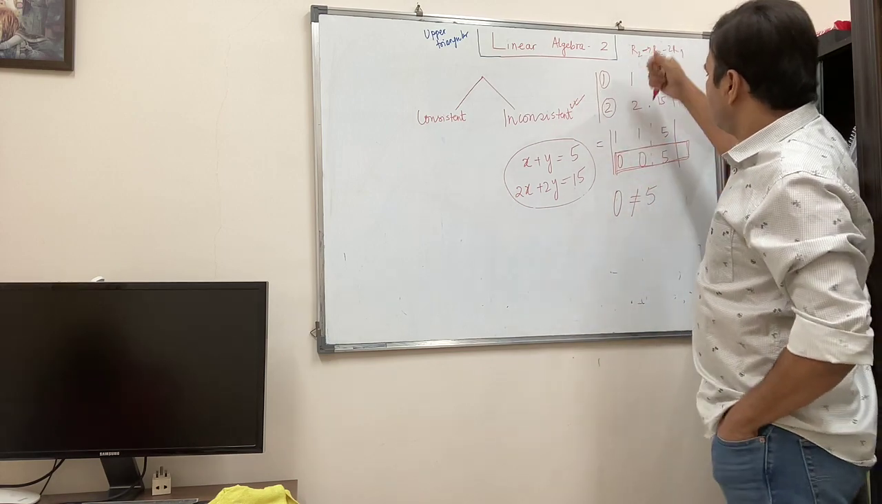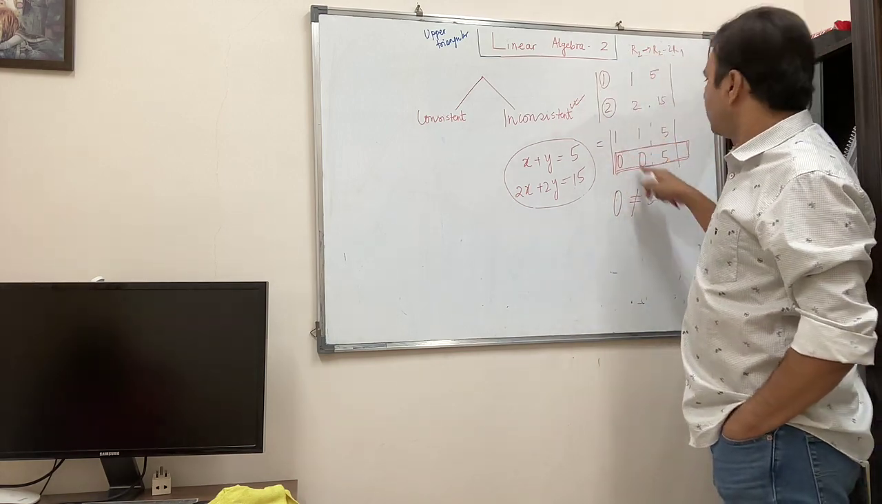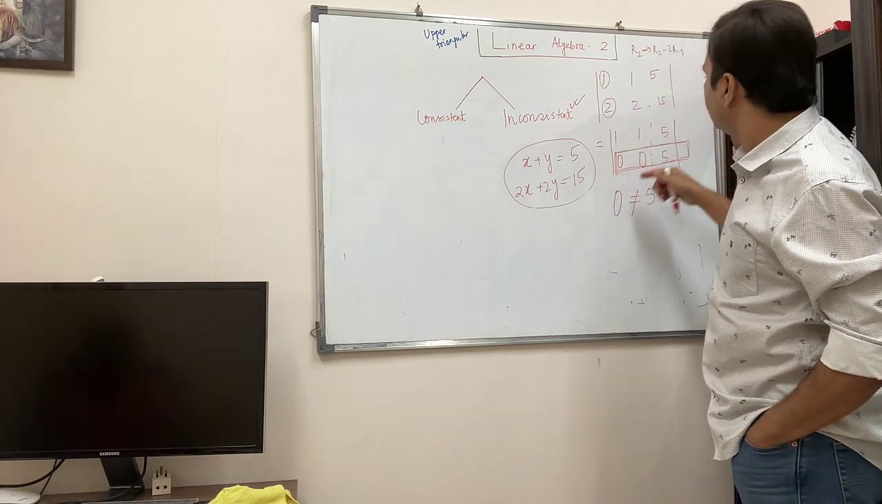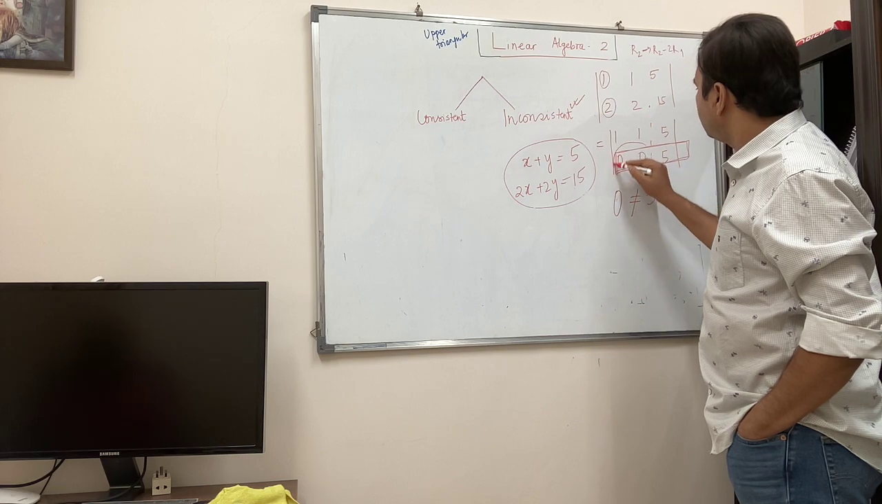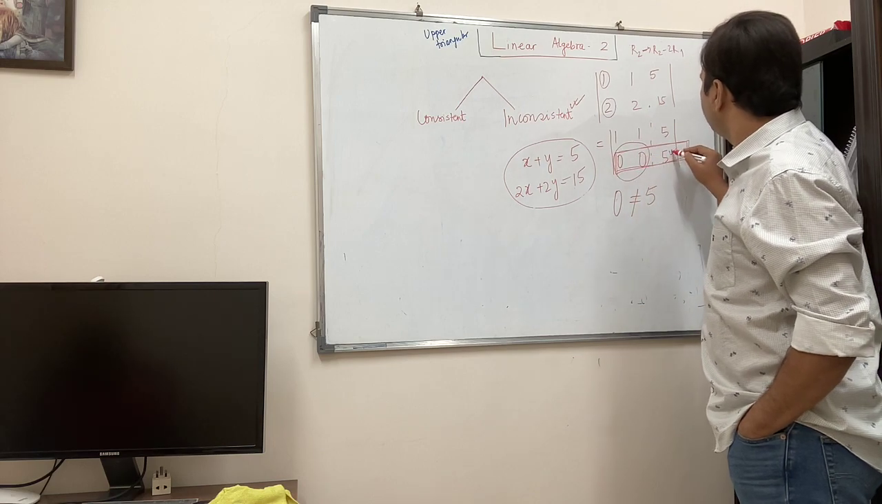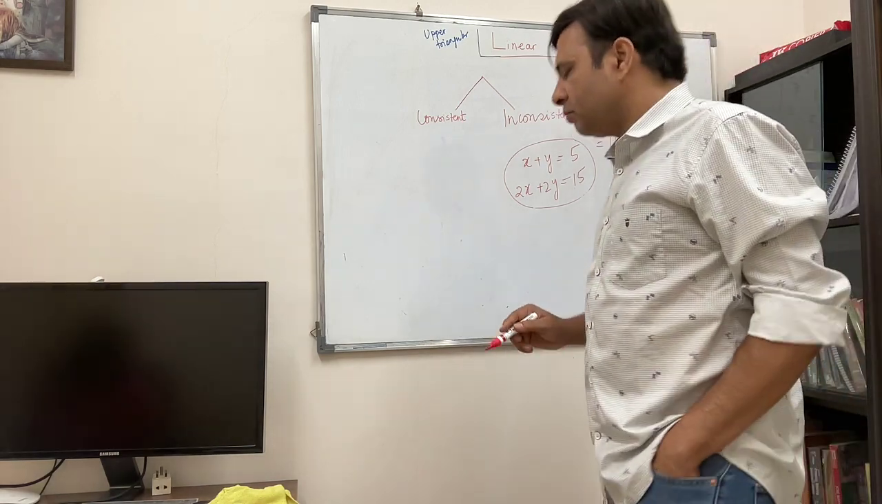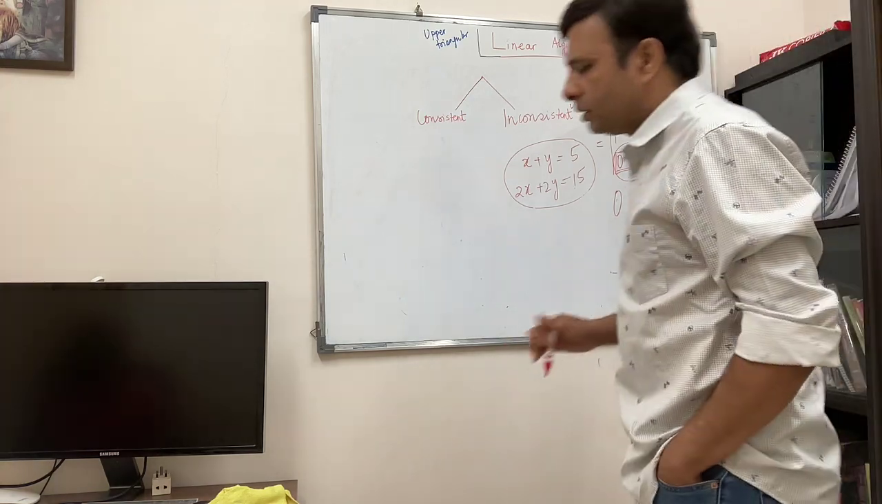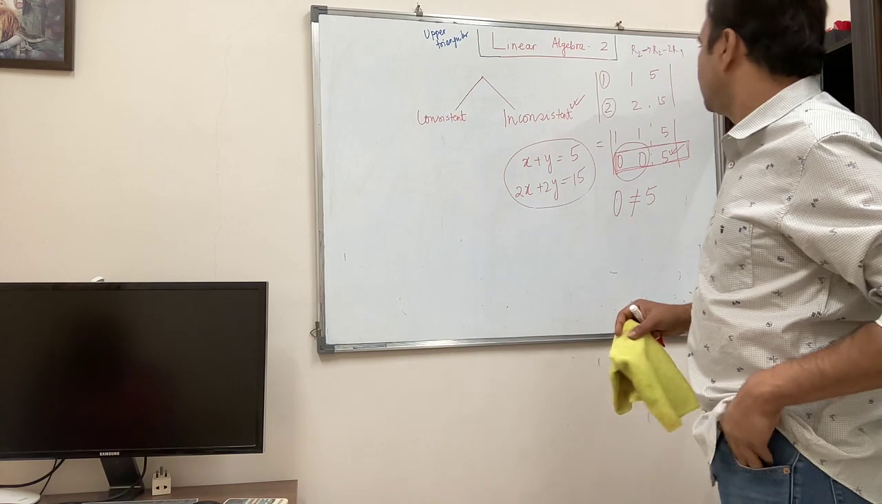You start reducing it to get to the lower triangular form and then to the upper triangular form. If somewhere you get all zeros here and a non-zero here, then it means that the equations are inconsistent. There are no solutions and you have given me inconsistent equations.